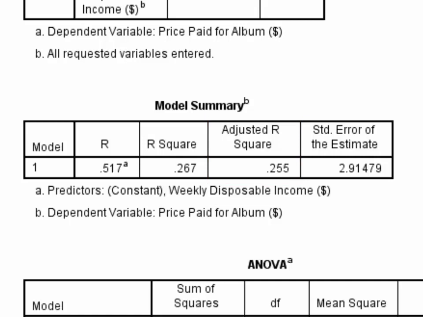Now, part of the purpose of regression is to build a model that can be used to make predictions. In this case, the model contains just one variable, weekly disposable income, and that's being used to predict the prices that customers paid for the album. Because the model is not perfect, and we already know that disposable income can't account for all of the variance in prices paid, then any predictions made with it will be off or inaccurate to some degree. The standard error of estimate is a measure of how much we'd expect predictions to be off on average. So on average, we would expect any predictions made using this model to be off on average by $2.91.